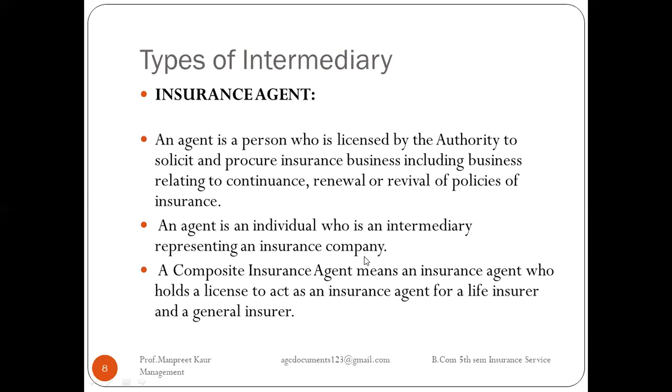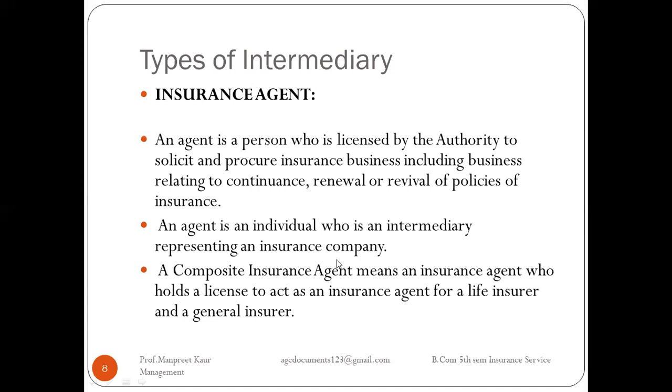An insurance company basically appoints an agent who is an expert in his field, and that individual acts as a third party, or an intermediary, that represents the insurance company. A composite insurance agent means an insurance agent who holds a license to act as an insurance agent for life insurance or general insurance.